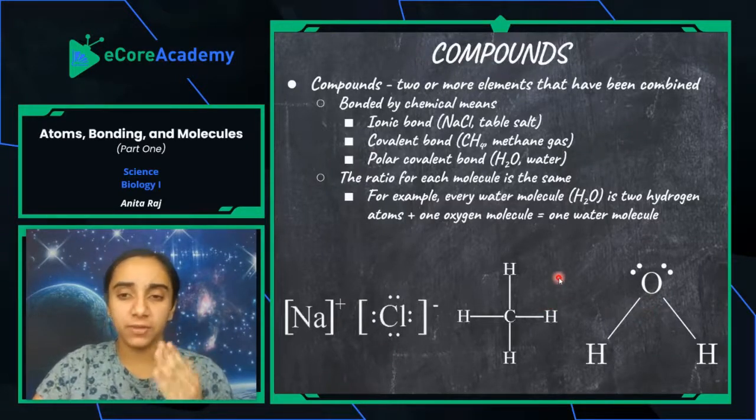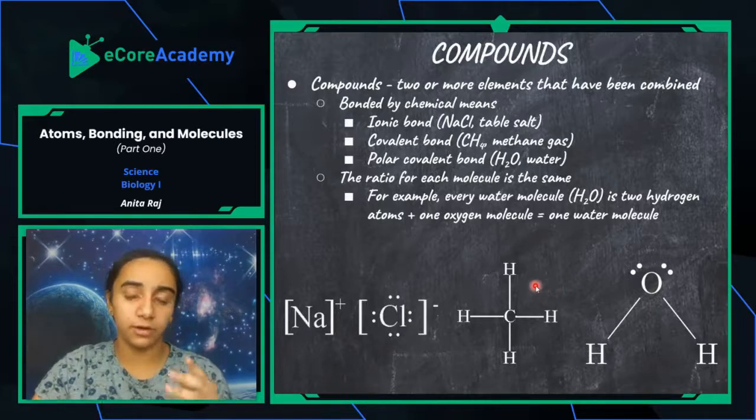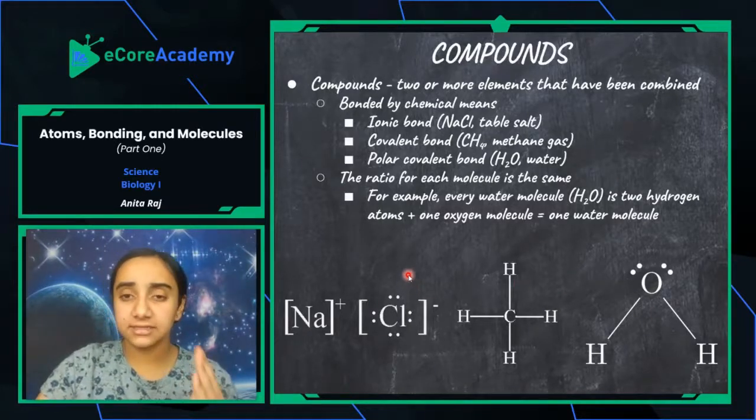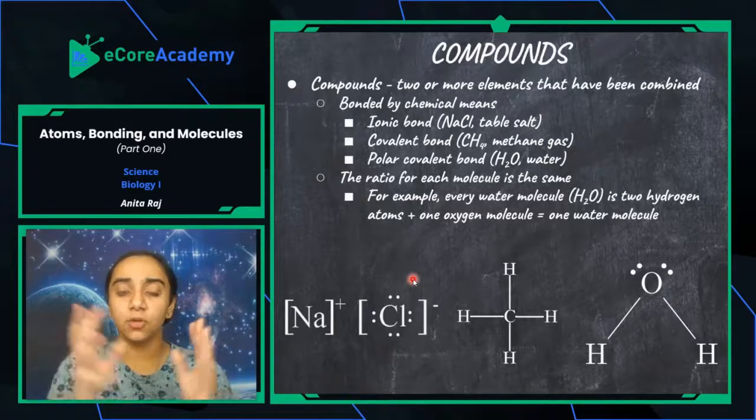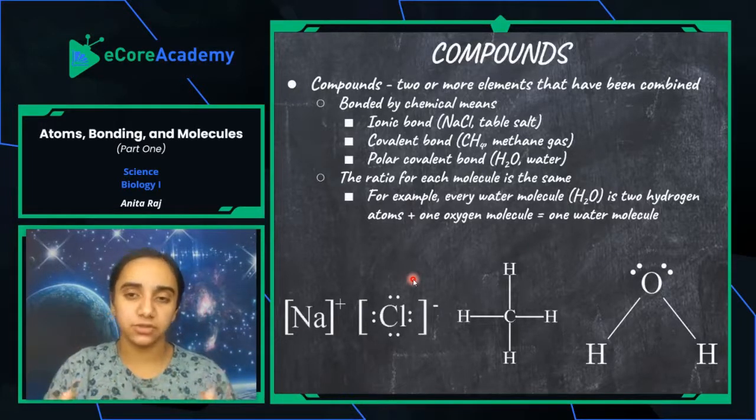For every methane gas molecule, you must have 1 carbon and 4 hydrogens. For every NaCl molecule, you must have 1 sodium and 1 chloride. So they always combine in the same ratios. So that's compounds for you.